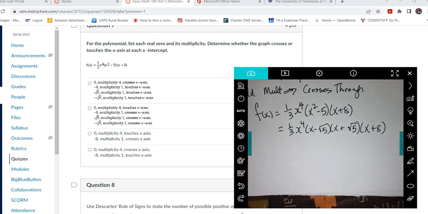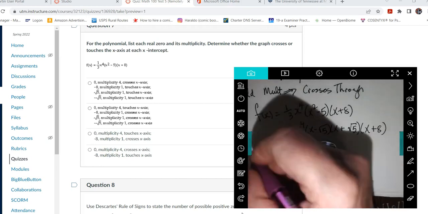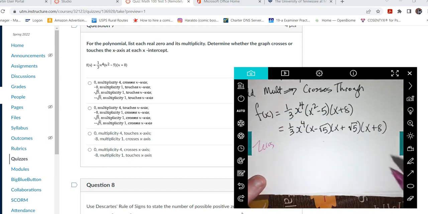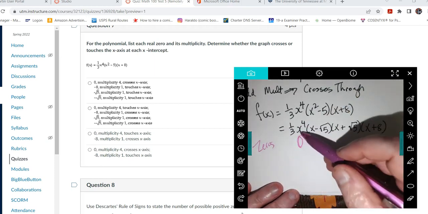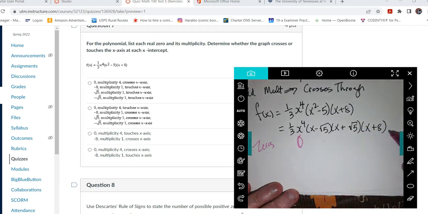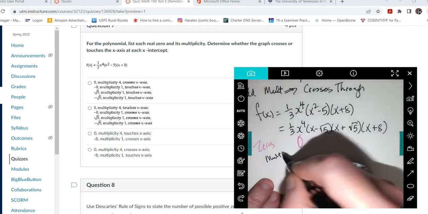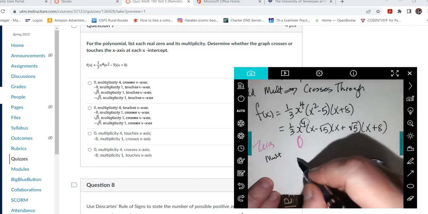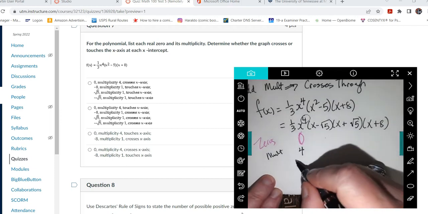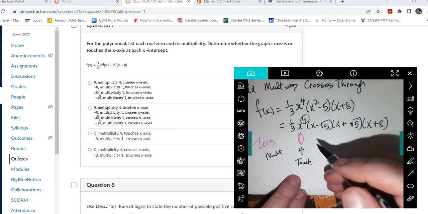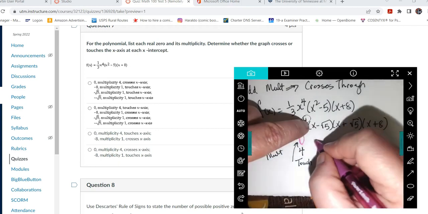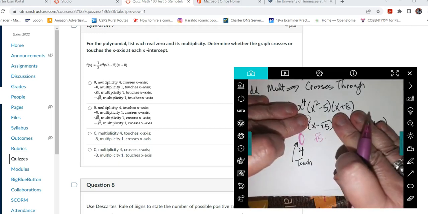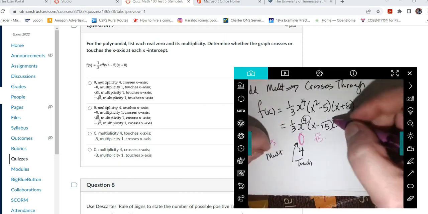Okay, so what are the zeros? Well, I can see 0 is a 0, because if x equals 0, then everything goes to 0 because this is all a product. And what is its multiplicity? Its multiplicity is 4. It's repeated 4 times. It has even multiplicity, and so it will touch and bounce back at 0. Now, the next 0 is the square root of 5, because that makes this 0. It has multiplicity 1.